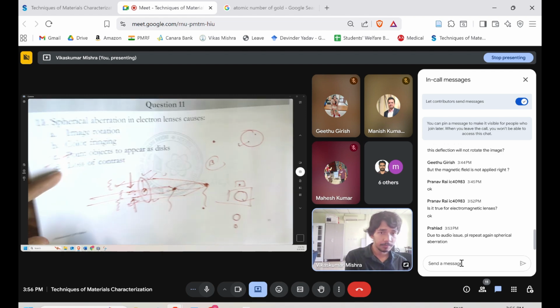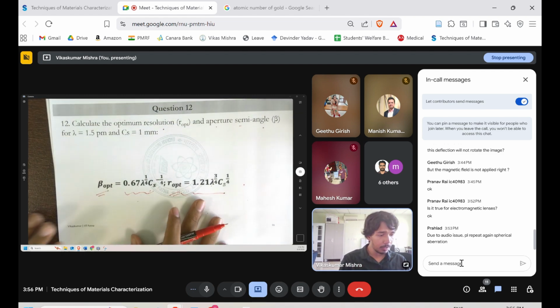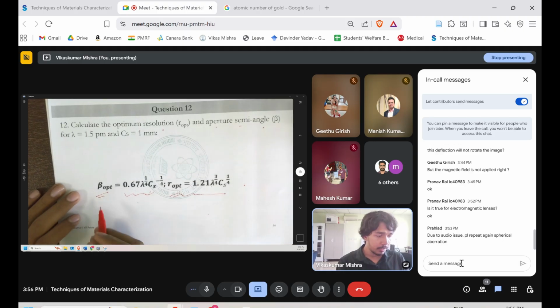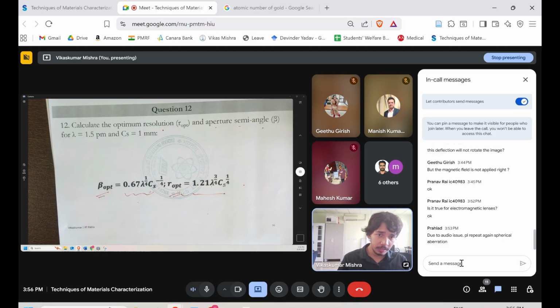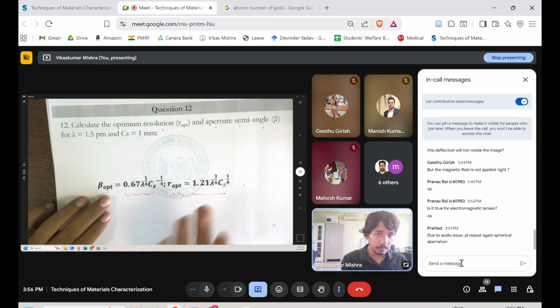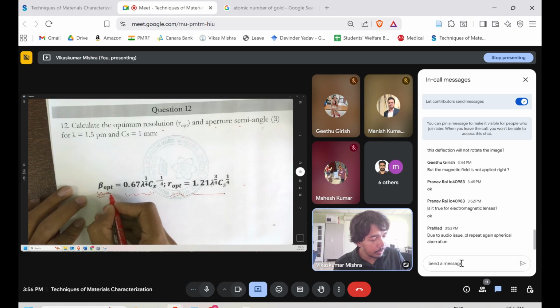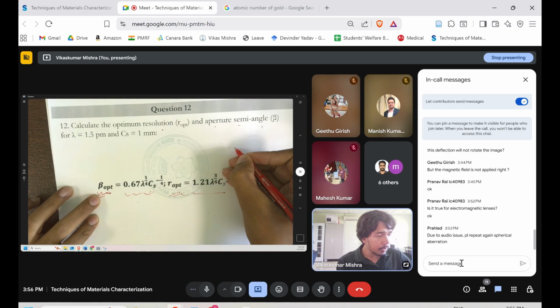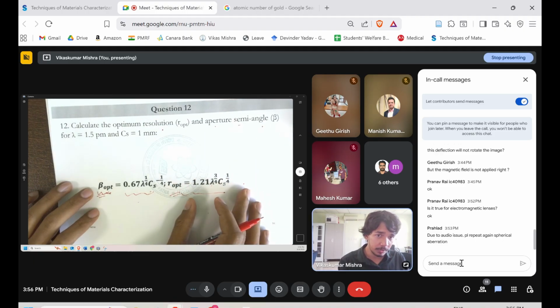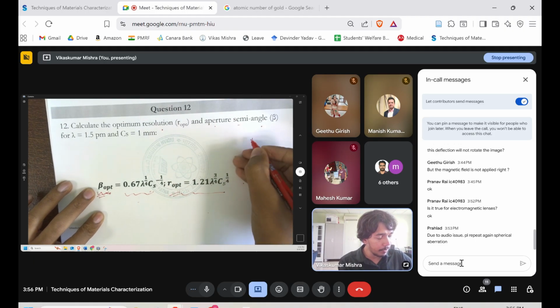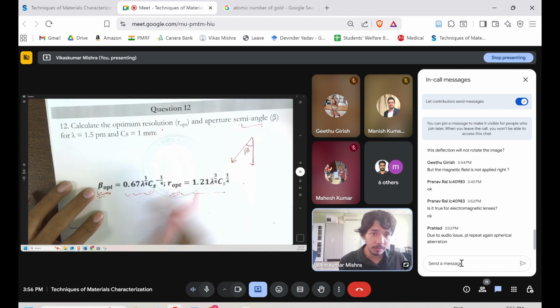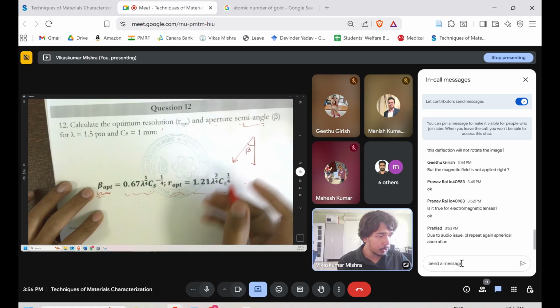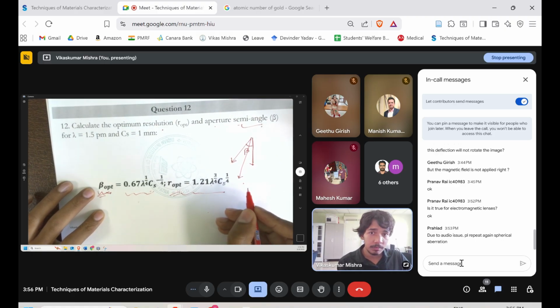Now, let's move ahead. How to minimize this? We can put it in the equation. See, this beta optimum is the angle at which we are collecting the information. This is the semi angle, this is the axis, and this is where we are collecting the information, up to some angle. So if I keep on decreasing the beta, what is happening?